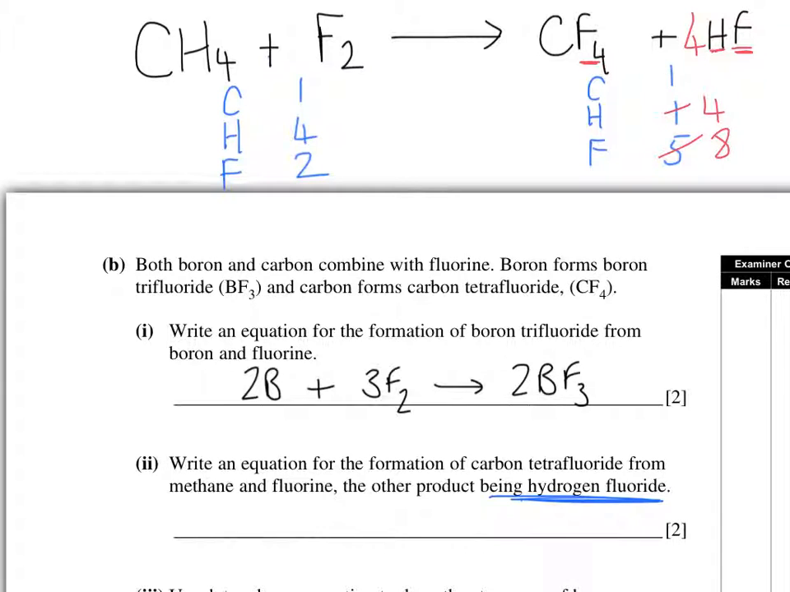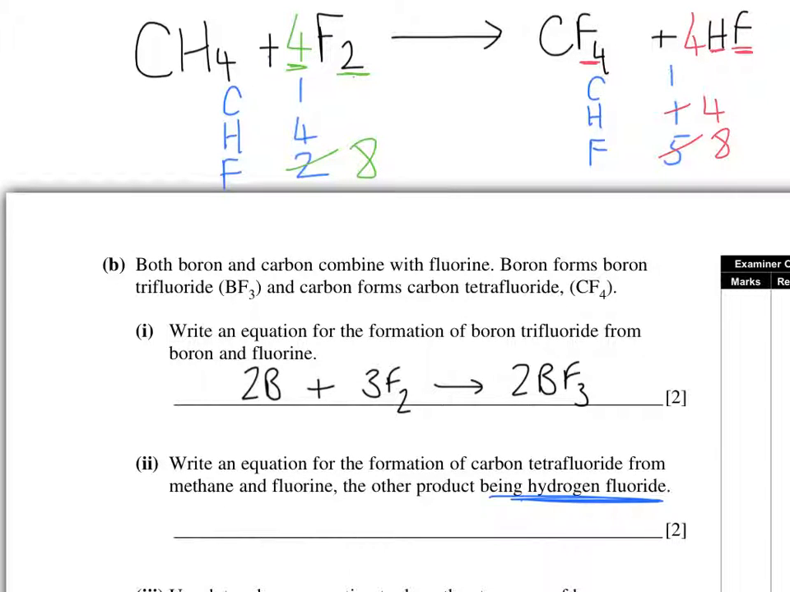And I have 8 on the right hand side, 2 on the left hand side, and so I can fix that by putting a 4 in front of my diatomic fluorine, because that's going to be 4 times 2, which gives me 8 fluorines. And now my equation is balanced, and I can write the final equation into my answer box.